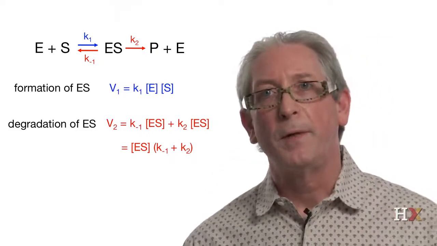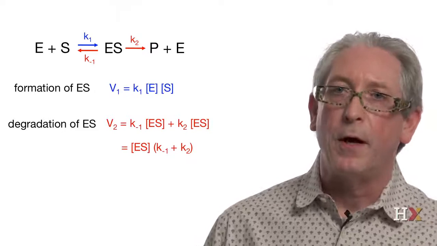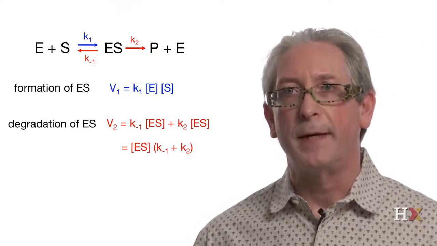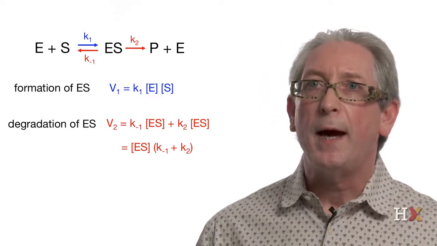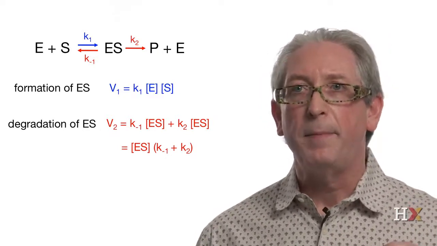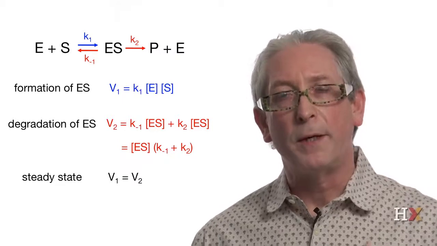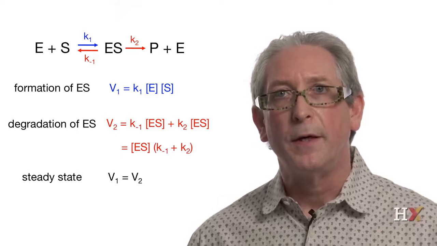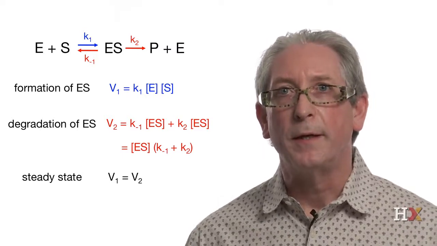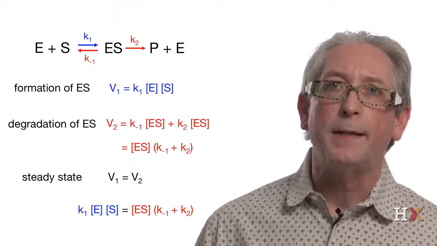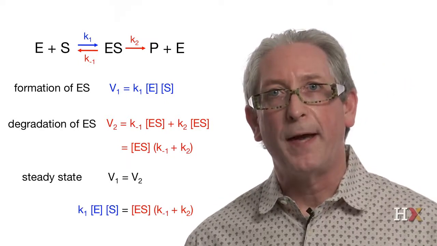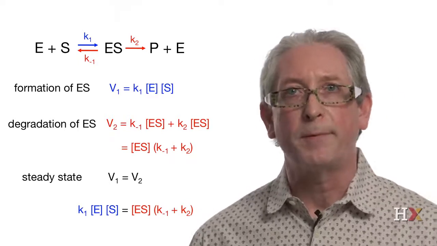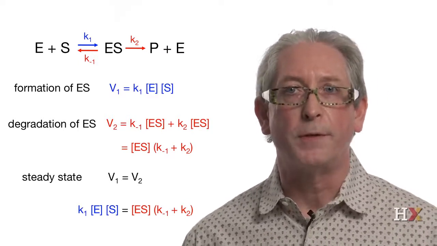Now we have determined the rate of the formation of the enzyme-substrate complex and the rate of its dissociation. We are at steady state. That means that these two rates are equal because the concentration of the enzyme-substrate complex is constant. So we can determine an equation which indicates that K1 times the concentration of enzyme times the concentration of substrate equals the concentration of enzyme-substrate times K-1 plus K2.